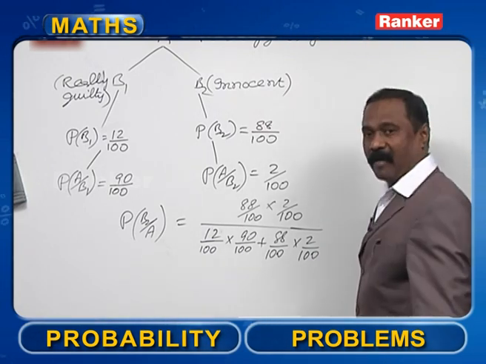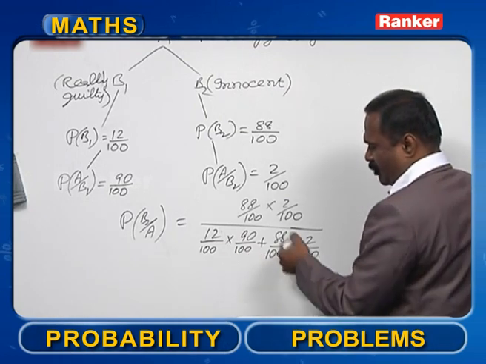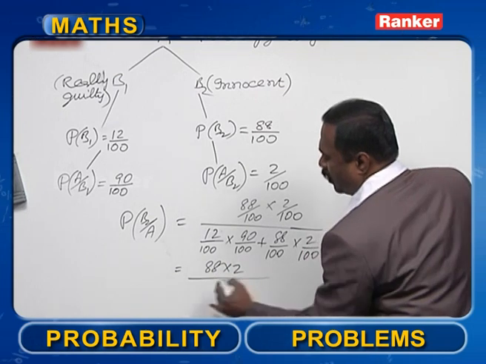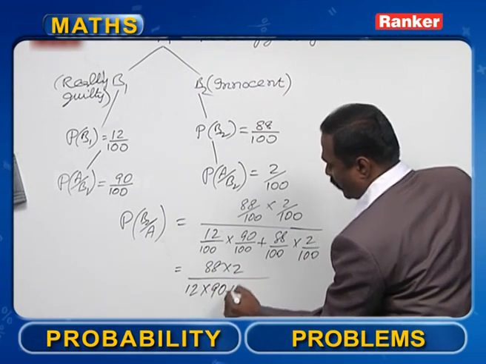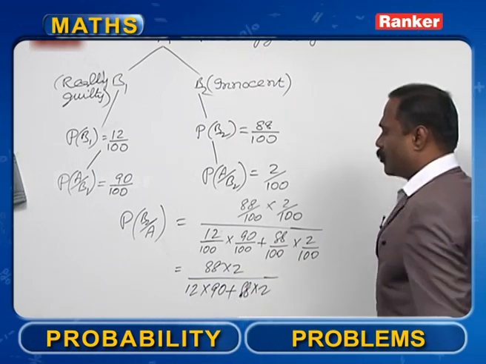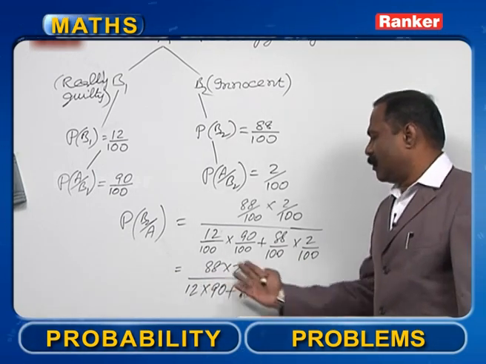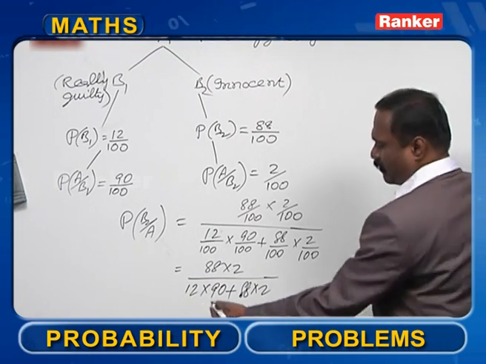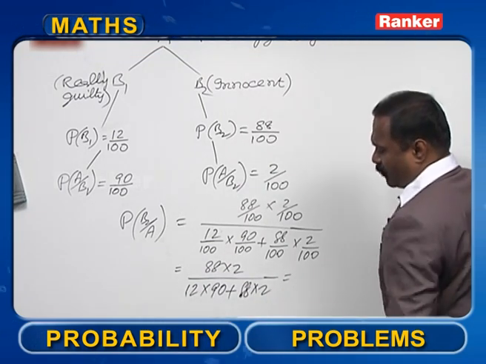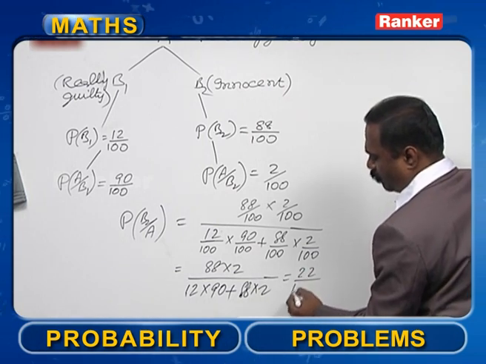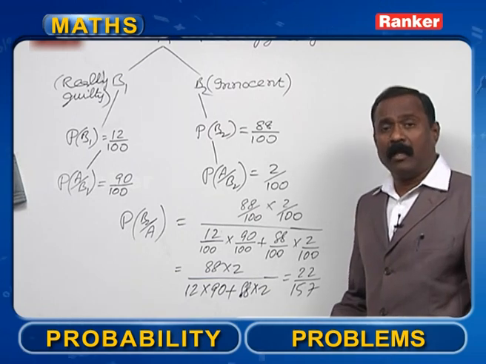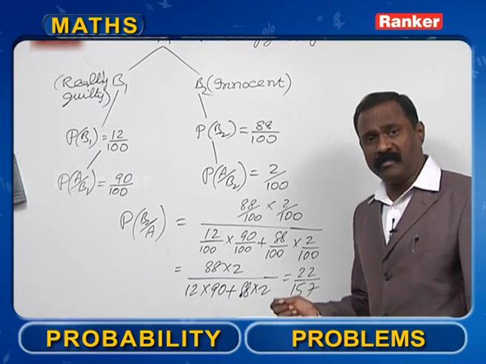So, please see this one now. If you take LCM, the 100s will get cancelled. What remains is 88 into 2 upon 12 into 90 plus 88 into 2. Take 8 common and simplify this. What will you get? You can check it out. I think it should be 22 upon 157. If I remember the answer well, it should be 22 upon 157.